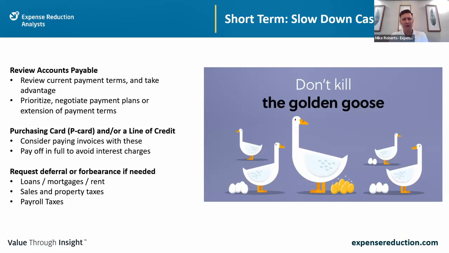In more serious situations, request a deferral or forbearance if needed on loans, mortgages, rent, sales and property taxes, payroll taxes. These would obviously be in more dire situations, but something to think about is to consider all options, right? If cash flow is a critical issue for the business.